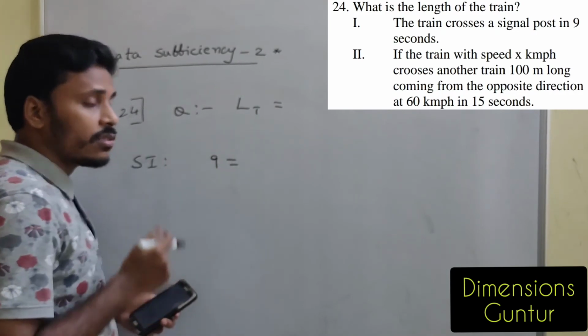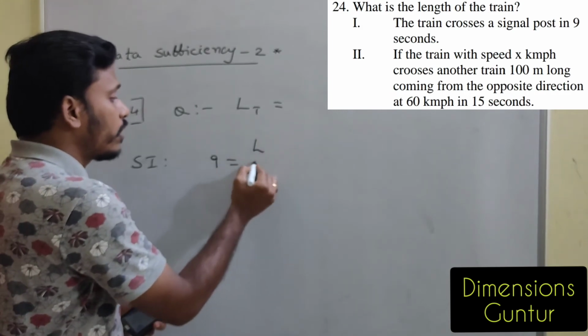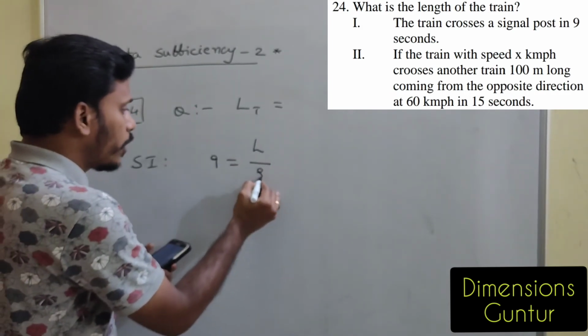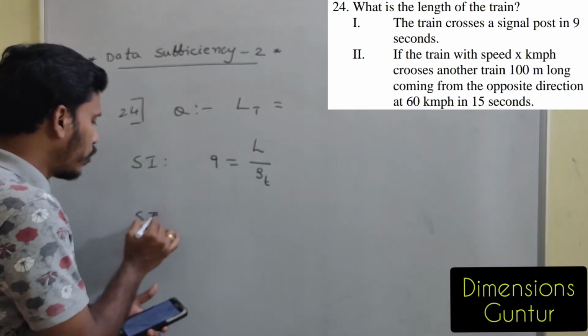Time is equal to 9 seconds. Since the train is crossing a signal pole, the distance covered is simply the length of the train, and the speed is the speed of the train. So 9 is equal to L by S. Then think about statement 2.